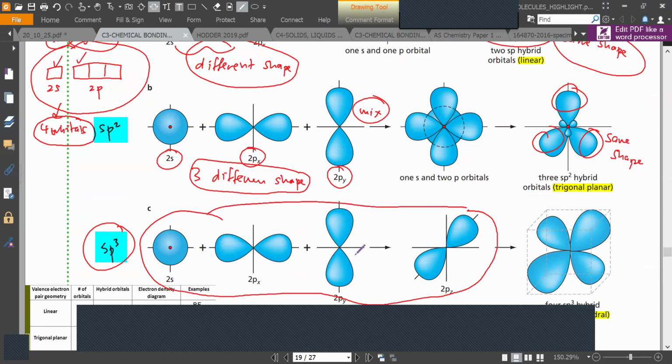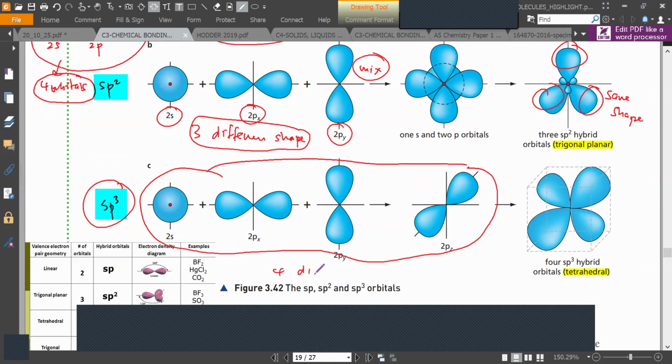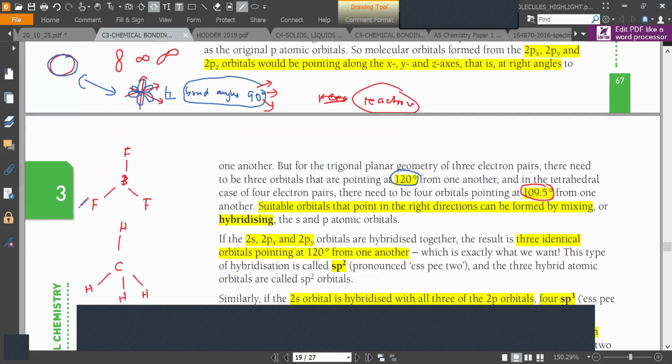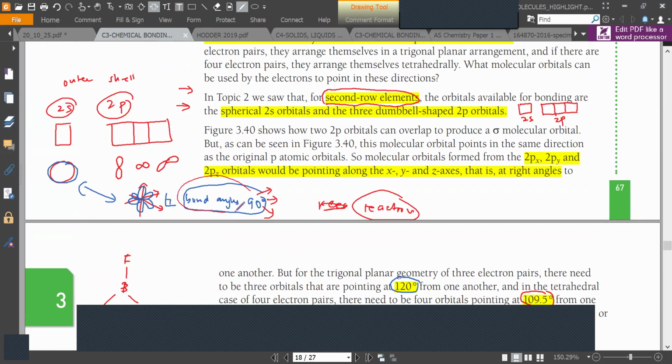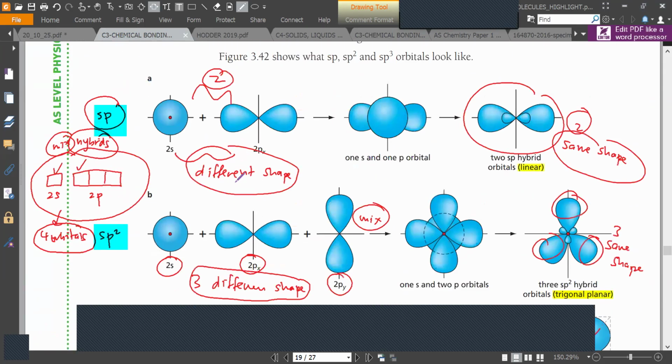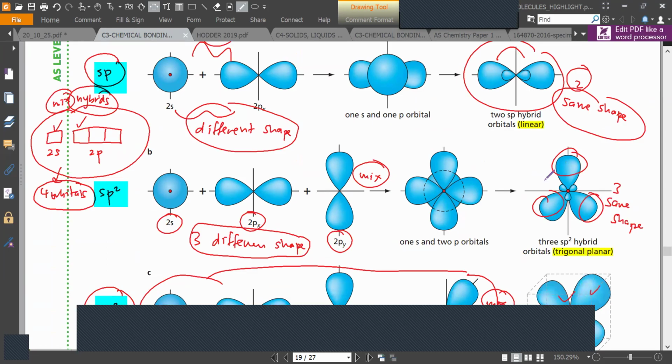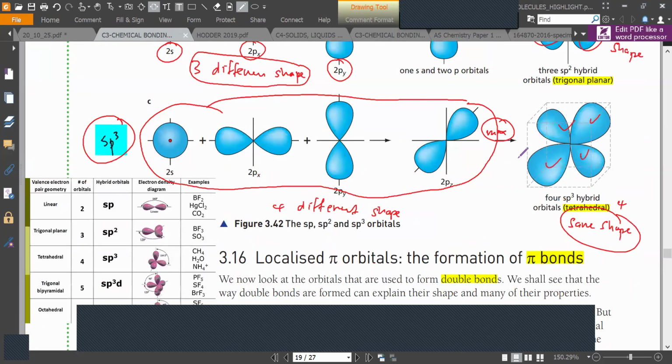Yes. Okay, we take 4 different shapes, and we mix them, and then now we have 4 same shapes. So it works. 3 same, 4 same. If we do not mix it, if we just have what we start with, all the bond angles will be 90 degrees. But after we mix it, we can have this bond angle 180 degrees, which we have, 120 degrees, which we also have, and then this one 109.5, which we also have.